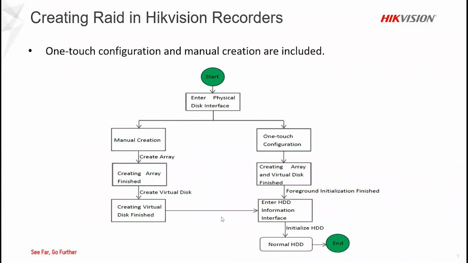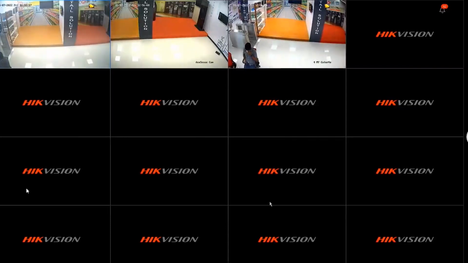Let's see how we can create a RAID. There are 2 ways that we can simply create a RAID. One is the one touch configuration, which comes with all Hikvision NVRs, DVRs, and hybrid standalones that support RAID. You have to keep in mind that only the 9600 series NVRs support RAID technology. Also, you are able to create the RAID manually. Let's quickly dive into the NVR and see how we can create a RAID.